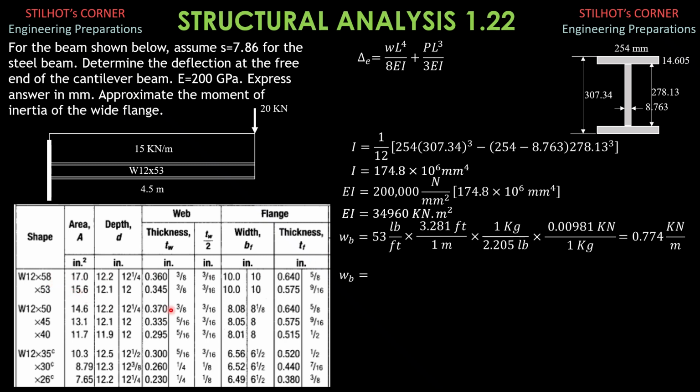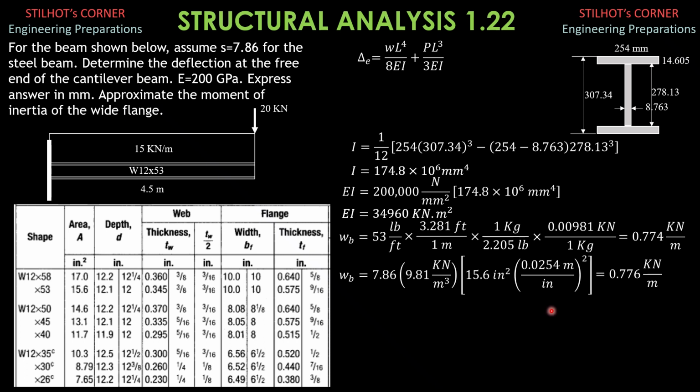Using the area, WB is 7.86 times 9.81 kilonewtons per cubic meter, specific weight of steel, times 15.6 area of this wide flange, 12 by 53, 15.6 square inches, times 0.0254 meter per inch, quantity square. Let's convert that to meter directly. So this is now in kilonewton per meter, and it is 0.776 kilonewton per meter. So I'll use 0.776 because it is slightly greater than that, but I'm just presenting that either way will give us practically the same value.